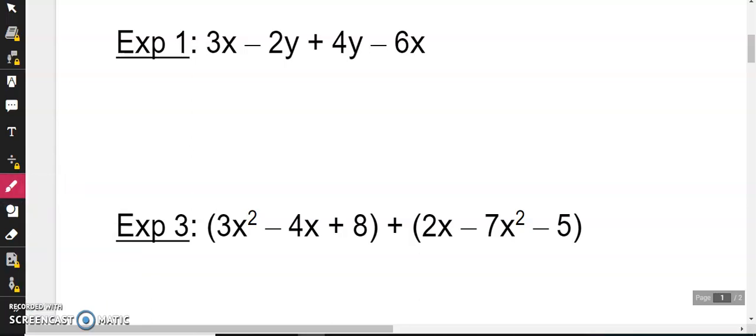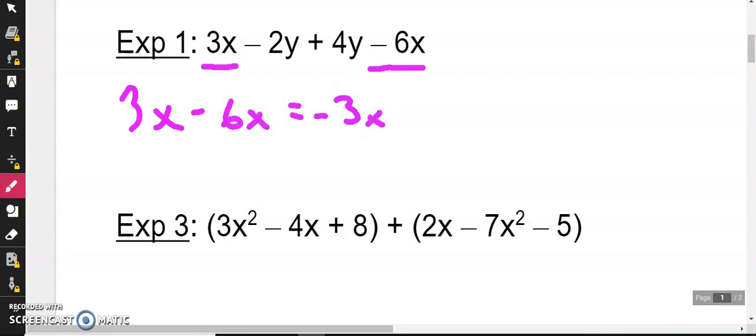So if I'm looking at example number 1, the first thing I see is a 3x. So what I'm going to do is look at the remaining terms in the polynomial to see if there's anything else that has an x. So I see a 3x and then a minus 6x. So if I do 3x minus 6x, that gives me a negative 3x.